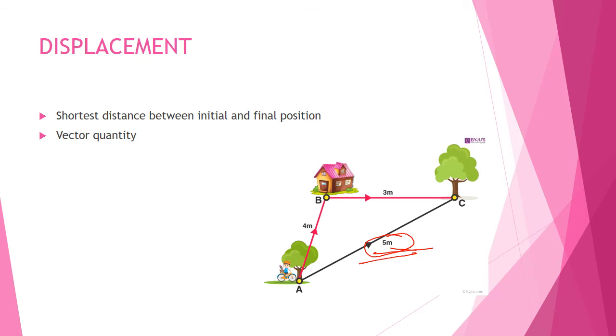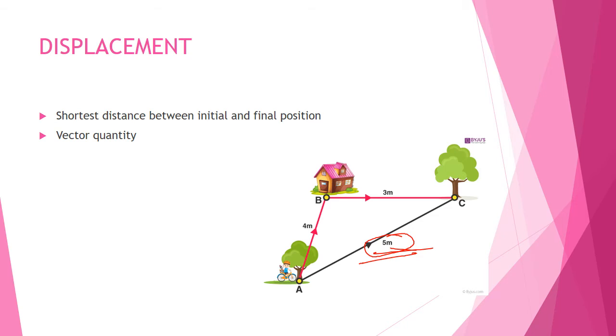So we can take the same example. The body is traveling from A to B, B to C. But you know that this is the longest path. If he takes a shortcut, A is the initial position and C is the final position. We can draw a line like that. So this will be the shortest distance or the straight line path between initial and final position. And here this length A to C is the displacement. You will get displacement as 5 meter.